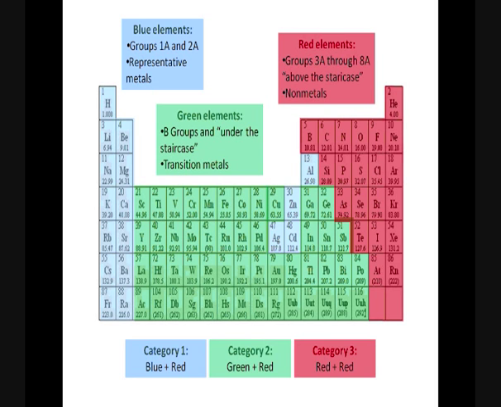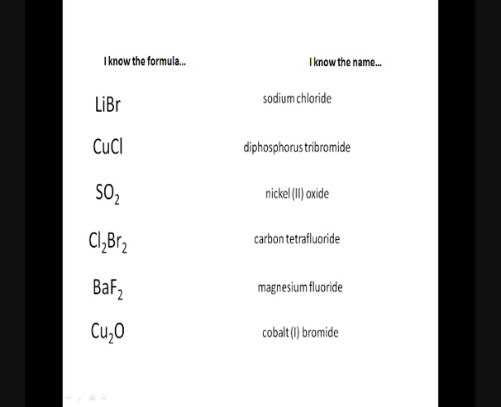If you use this system in categorizing the compounds we work with, you'll always know which set of rules to use, Category 1, Category 2, or Category 3. Try some examples. Use your periodic table to determine which category each of these chemical compounds fits into. Remember, it's all about what they're made of. So figure out what 2 elements make up the compound, find them on the periodic table, and then categorize it based on blue and red, green and red, or red and red. Pause the video to give yourself some time to work. I'll show you the answers in a moment.